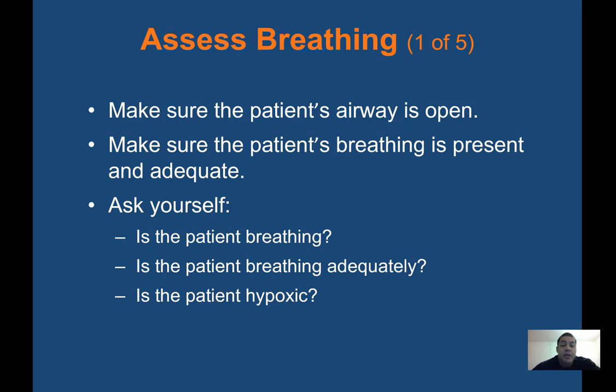Assess breathing. Make sure the patient's airway is open, and that the patient's breathing is present and adequate. Ask yourself, is the patient breathing? Just because they have an open airway, the patient could be in respiratory failure or respiratory arrest. And is the patient breathing adequately? A normal adult should breathe about 12 to 20 times a minute. Anything below or above that is a concern, and you might have to fix it. Is the patient hypoxic? Do they need oxygen? Are they perfusing? Does their skin look cyanotic?